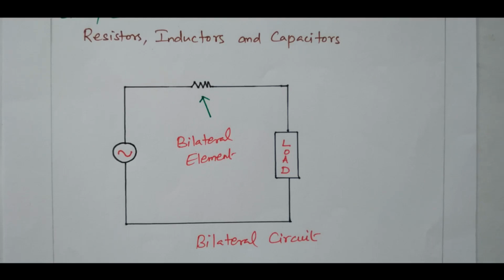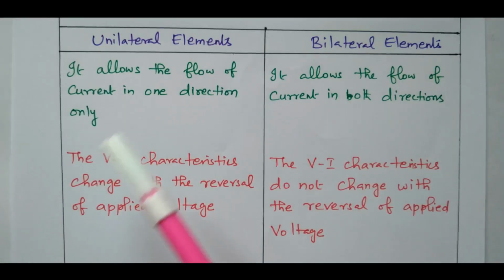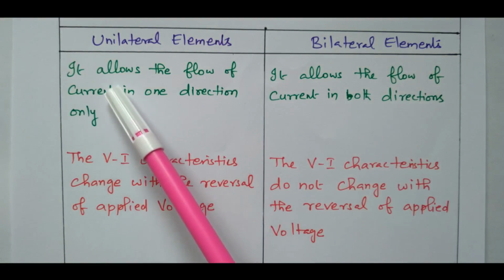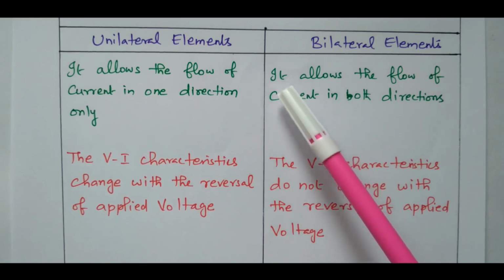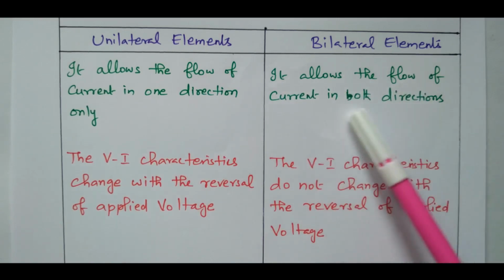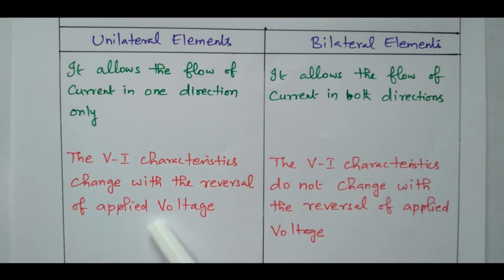Now we'll go for a comparison between unilateral and bilateral elements. A unilateral element allows the flow of current in only one direction. But a bilateral element allows the flow of current in both directions, right? Both directions are possible. In a unilateral element, the VI characteristics change with the reversal of the applied voltage. We already discussed forward bias and reverse bias of the diode. If we apply positive voltage, it is a forward biased diode. If we apply negative voltage, it becomes reverse biased. So the polarity changes, and the characteristics also change.